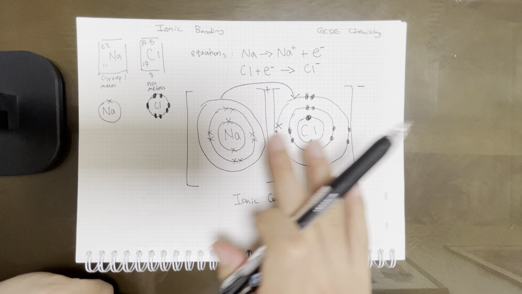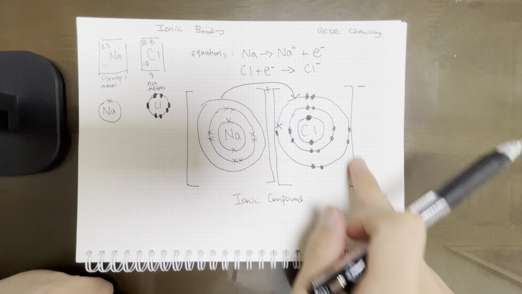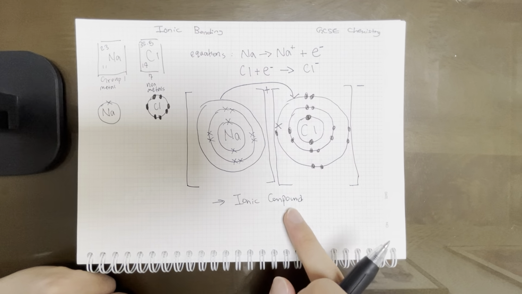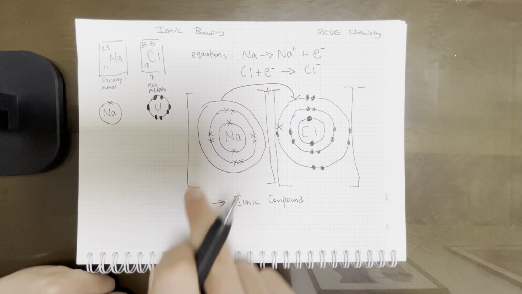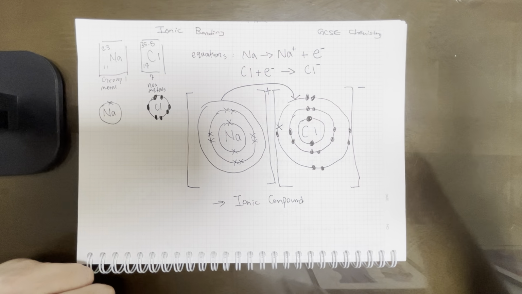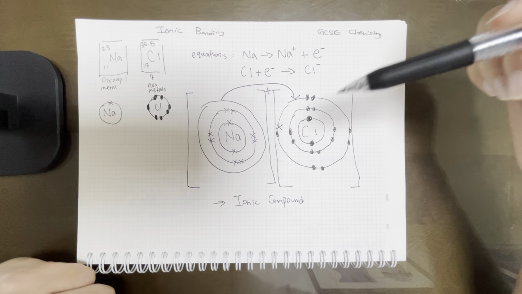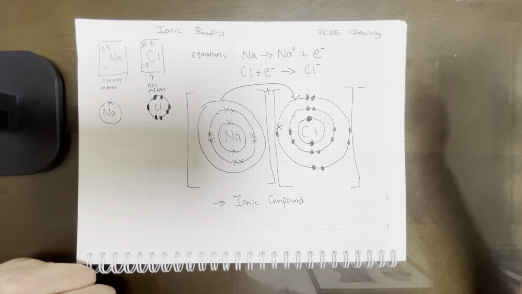So sodium and chlorine are now ionically bonded together, so they're chemically bonded, and they are now forming an ionic compound. So the bond between sodium and chlorine is called ionic bonds, and the overall entire thing is called an ionic compound. Now, why are they attracted to each other? They're attracted to each other by electrostatic forces.